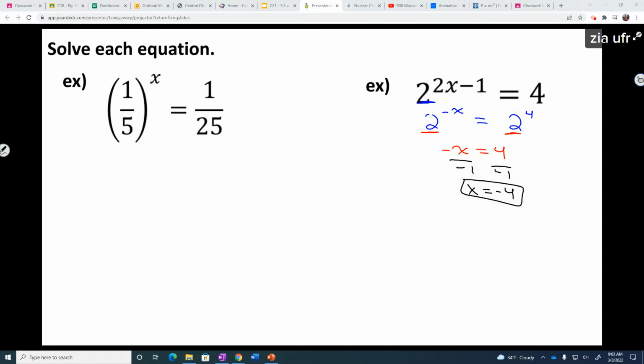All right, throw in a fraction here. 1/5 to the x equals 1/25. So which one do you want to rewrite? 1/25, yeah. All right, so let's see if we can do that. We've got to make it equal to 1/5, right? What would be equivalent? 1/5 to what power would equal 1/25? Yeah, if we just squared it, because 1 squared is 1 and 5 squared is 25, right? So then x equals 2.